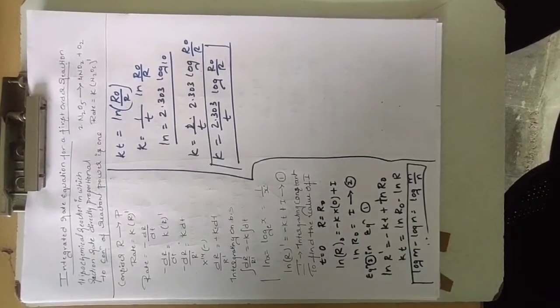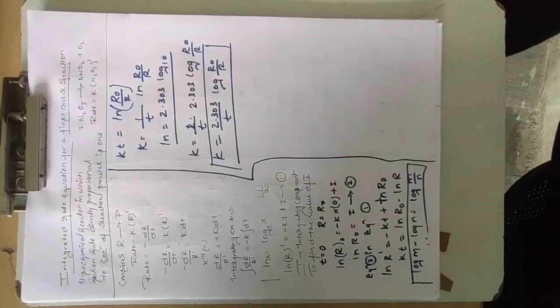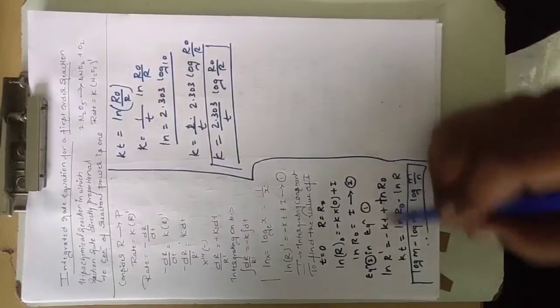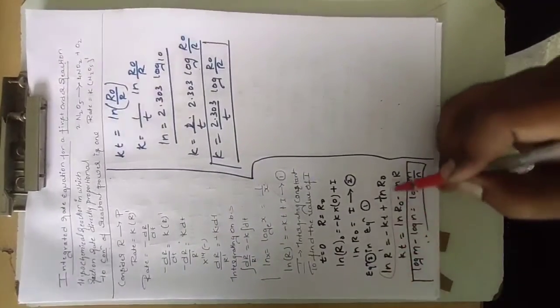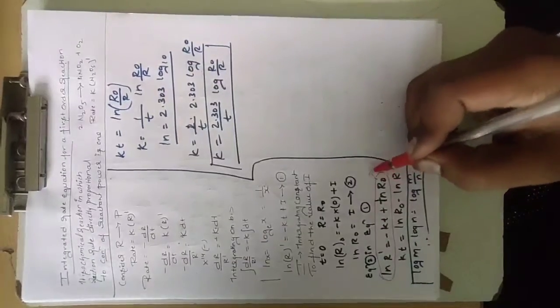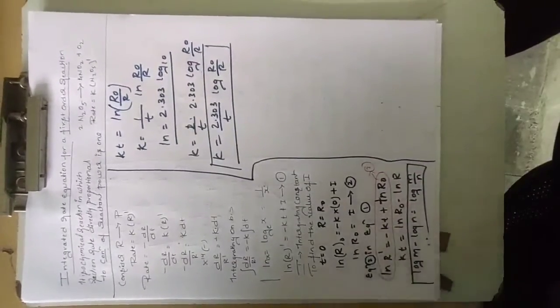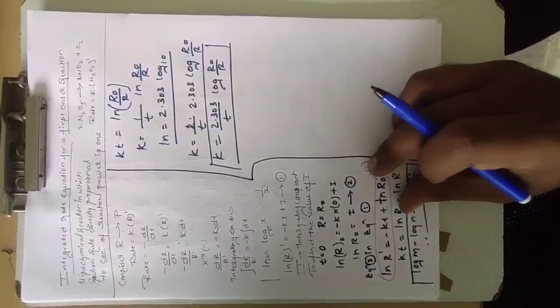Can you understand this expression? Okay. Now this equation, which I am writing in red pen, we call equation number 3. When we come to equation number 3, it is in the form of a straight line.